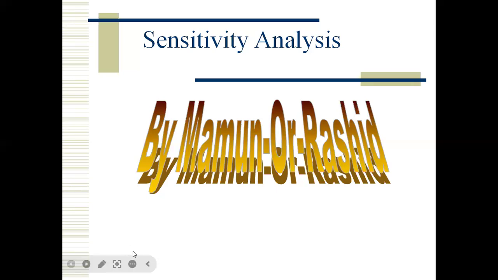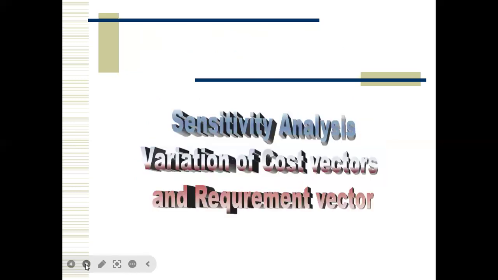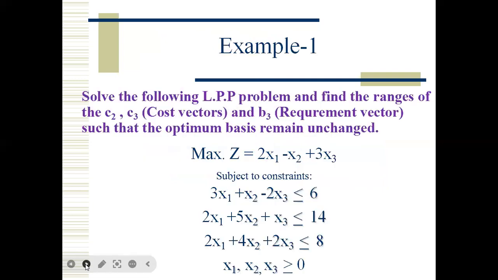Today, I will discuss an important problem and a worked example of sensitivity analysis, how to solve the sensitivity analysis problem by the simplex method. In this sensitivity analysis, we will discuss the variation of cost vectors and requirement vectors. Now we'll try to solve the following linear programming problem and find the ranges of the second cost vector, the third cost vector and the third requirement vector such that the optimum basis remains unchanged.